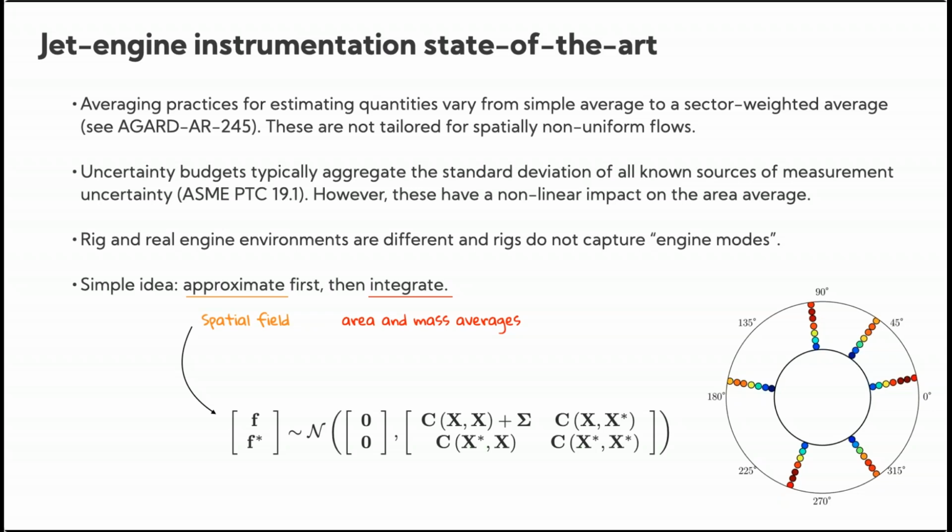So here's the idea. We're going to approximate the spatial field of pressure or temperature in an engine, and then we're going to integrate. The approximation step requires us to, once again, use a Gaussian process model. And the integration step requires us to be able to integrate this Gaussian process model, which is actually really easy, as I'll share with you shortly.